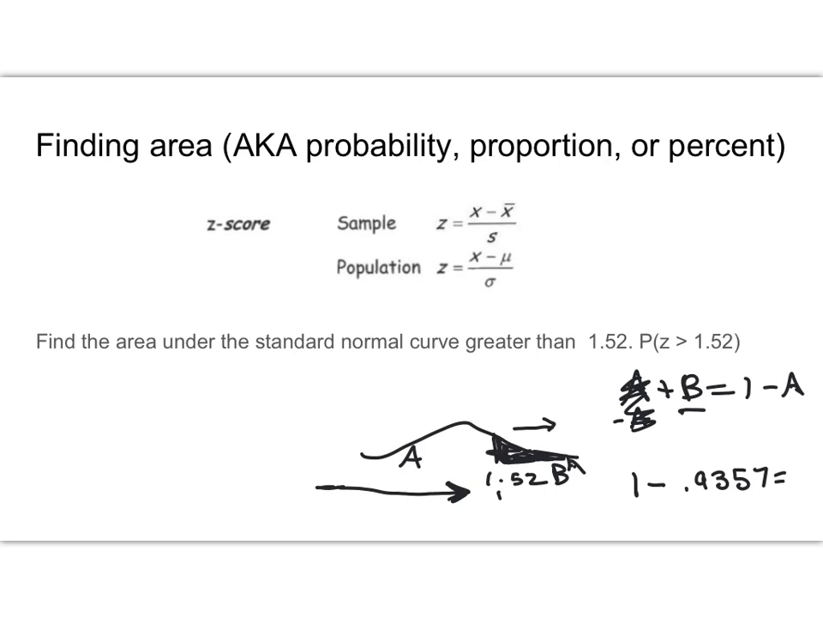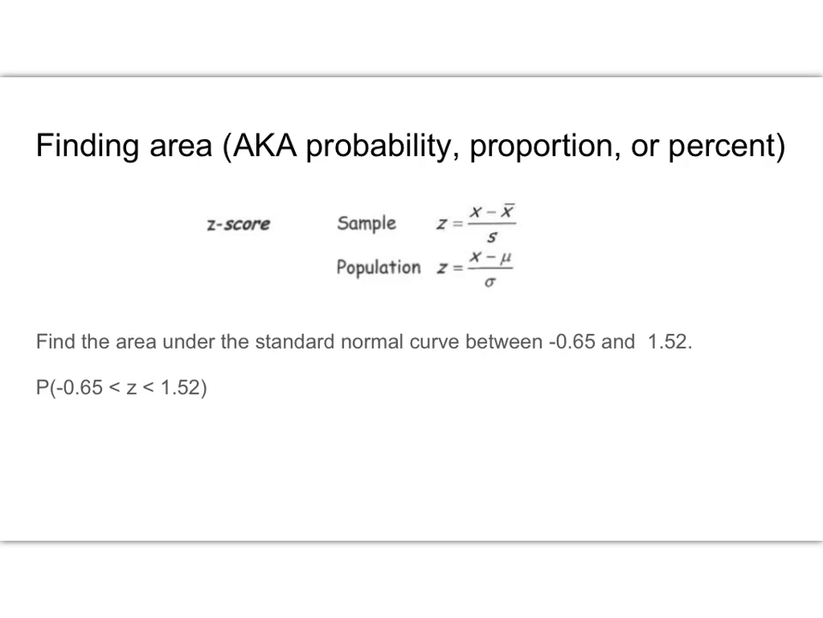So that just leaves me with the area 0.0643. So that's my final answer. Z greater than 1.52 has an area of 0.0643, or 6.5% of the area roughly.